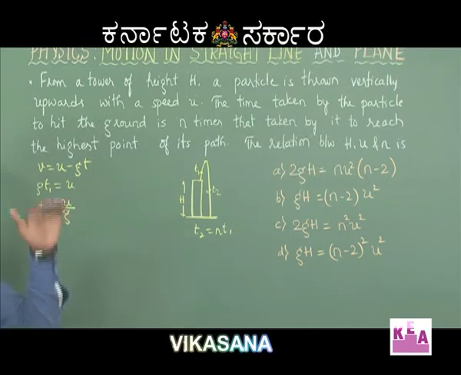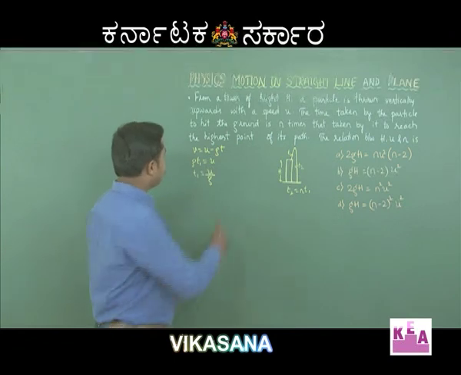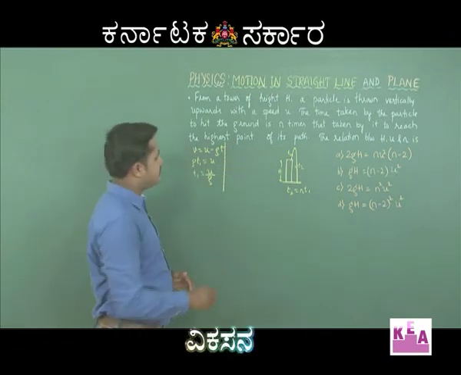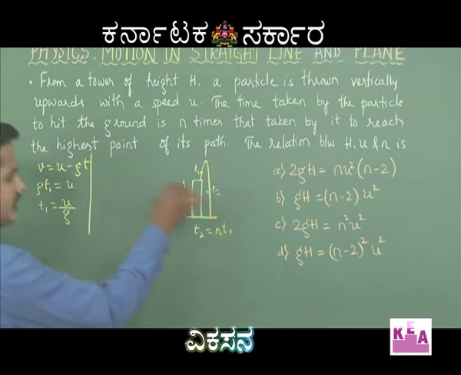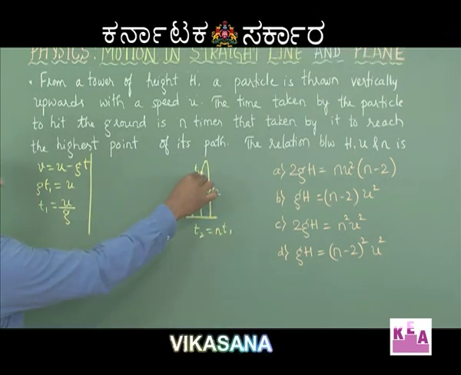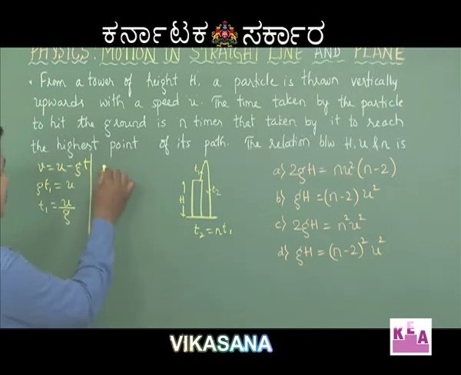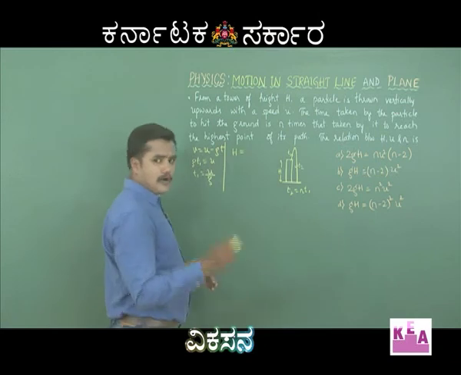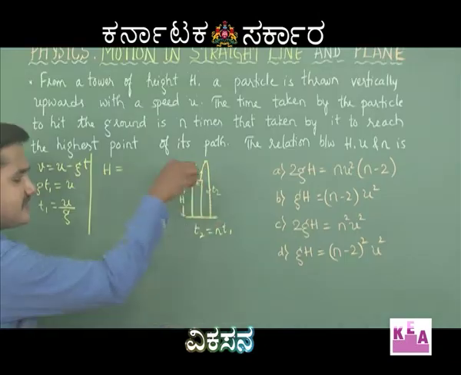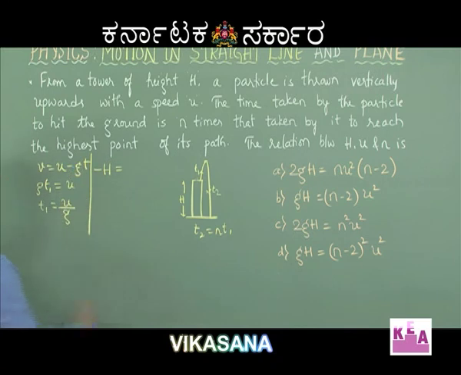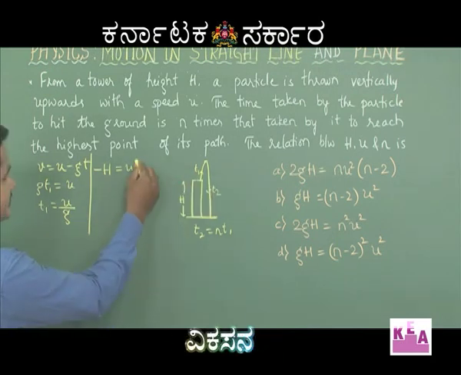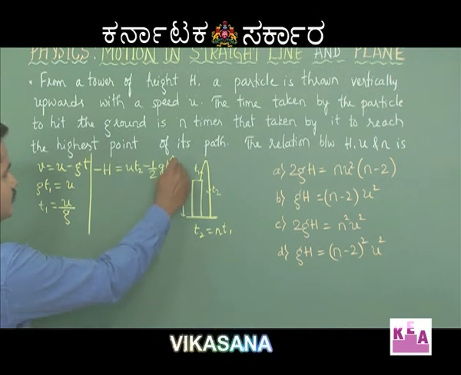Now let us consider the whole journey. For the complete journey, the total displacement would be from the top of the tower to the ground. The displacement is the shortest distance between the initial and final position, which is h, and according to a sign convention, since this h is in the downward direction, it has to be taken as negative. Minus h is equal to, using s is equal to ut plus half at square, u into time taken t2 minus half g t2 square.